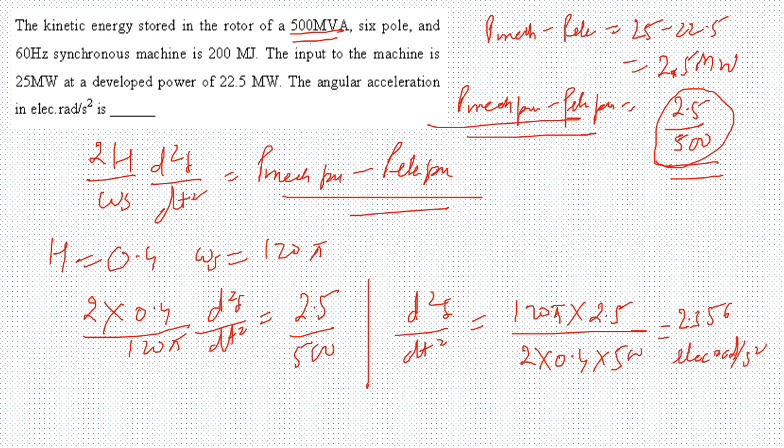So the answer to this question is 2.356 electrical radians per second square. This is how you can proceed for these kinds of problems.